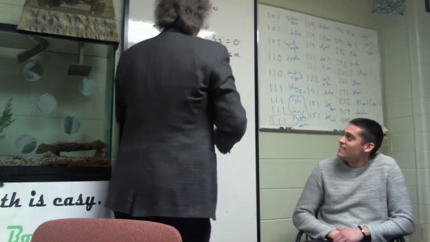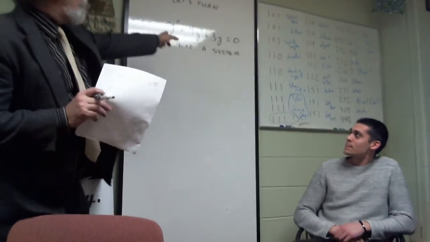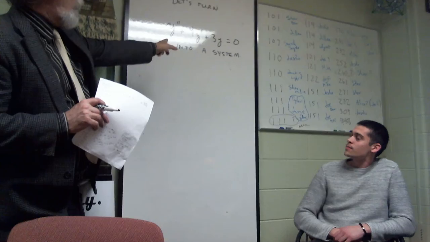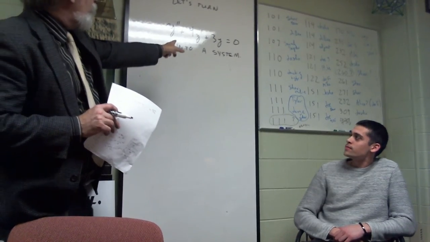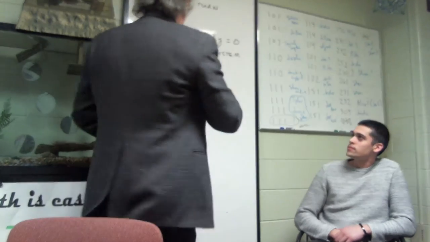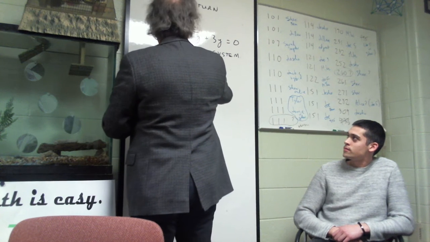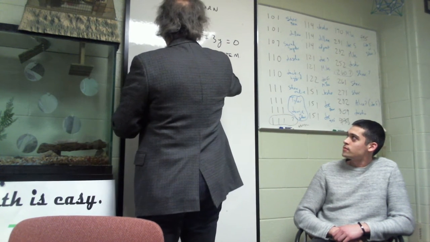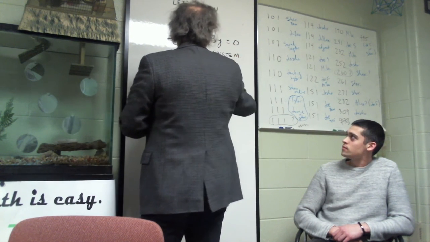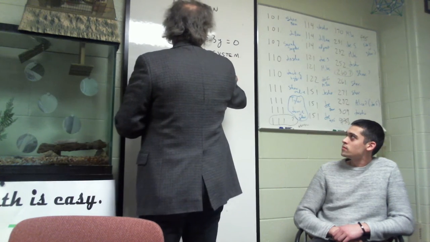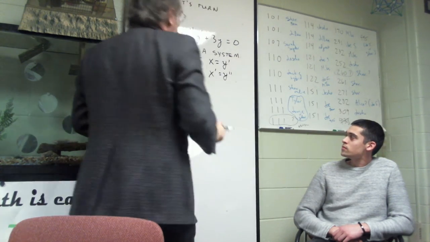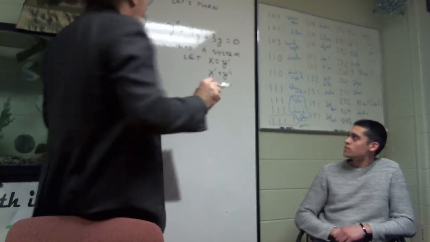So what we're going to do is take the problem from the first problem on the old exam and turn it into a system. Here's the trick. You just say, let x equal y prime. That means x prime equals y double prime. And now we substitute and observe the following.